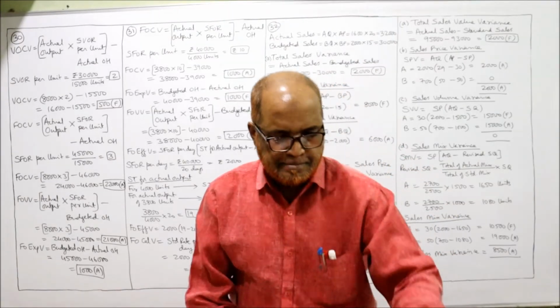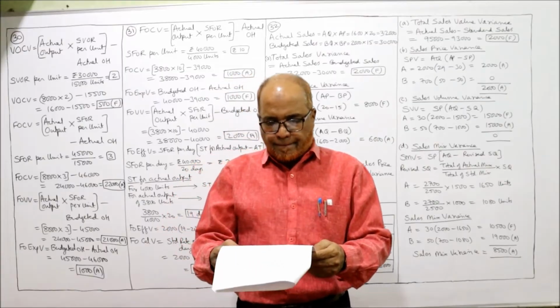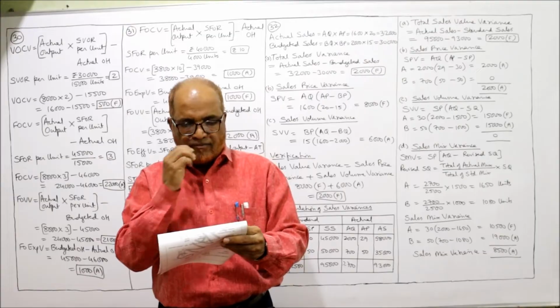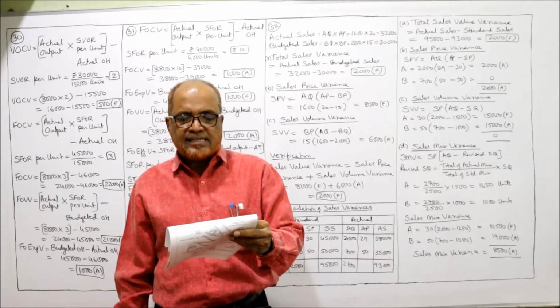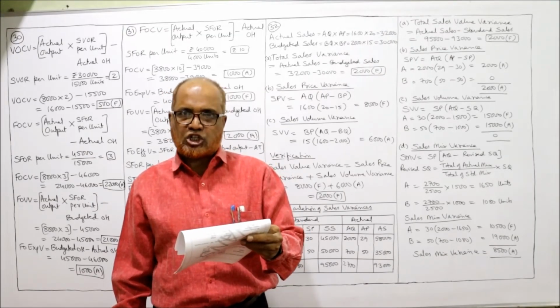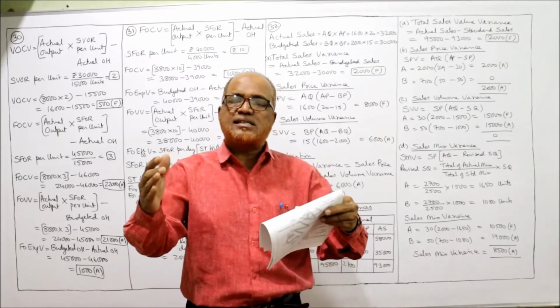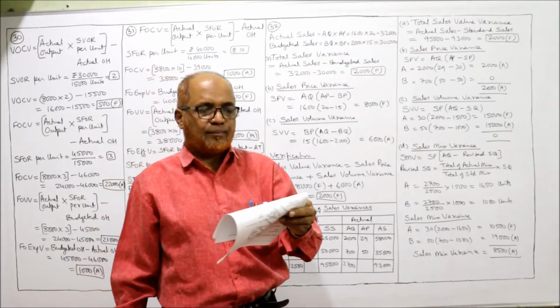Now see the problem number 32. From the data given below, calculate sales variance and analyze it. So we have to calculate the total sales variance and we have to analyze it. Why is this sales variance occurring?